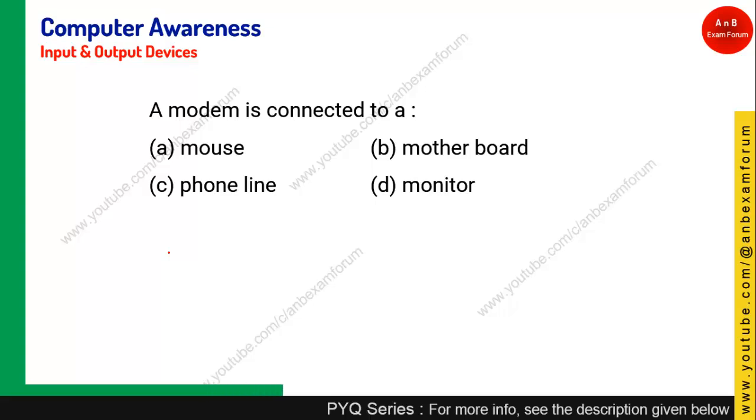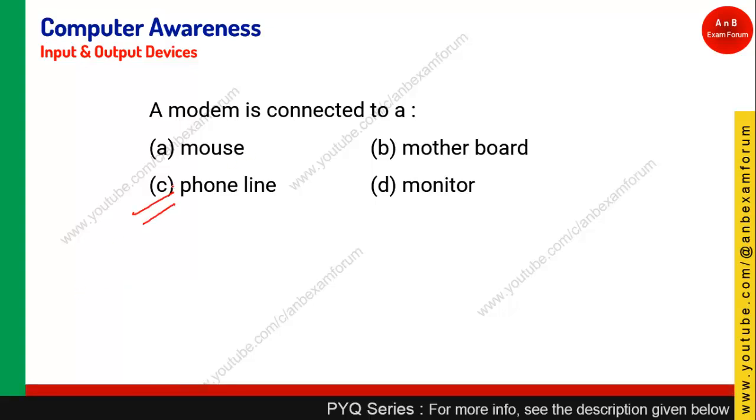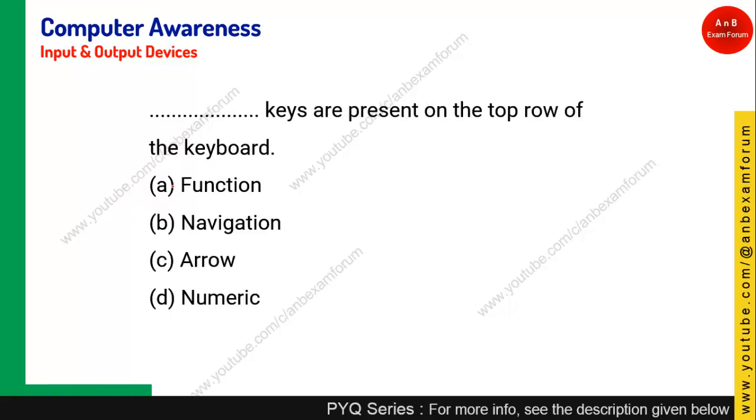So we have a lot of questions on modem also. A modem is connected to what? Modem is generally connected to the phone line, as I told you in the previous question. So option C is the right answer.